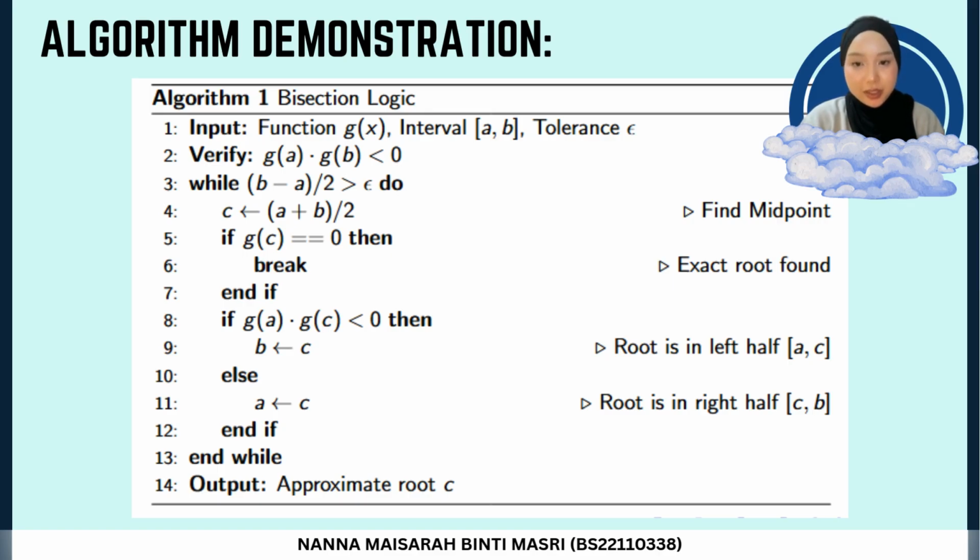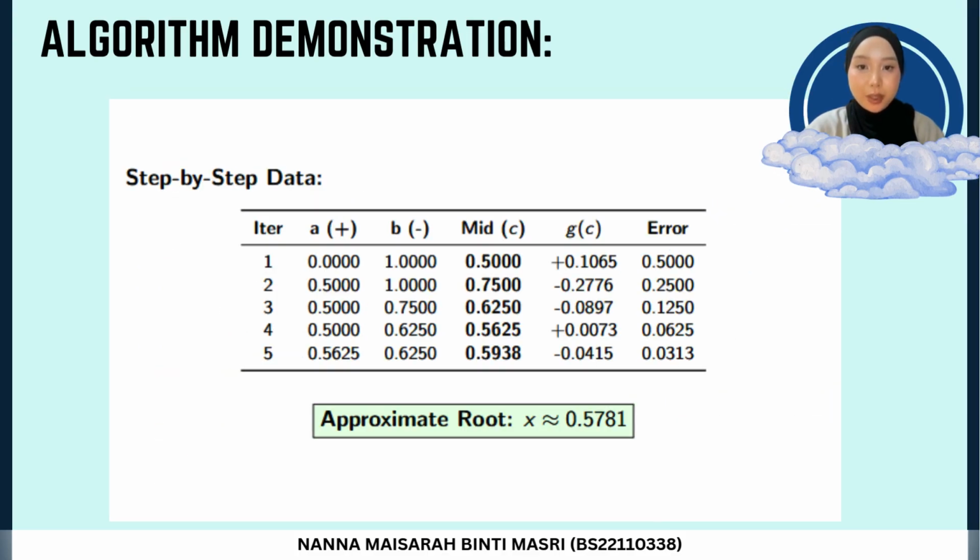And for the decision step, if g(a) and g(c) have opposite signs, we know the root lies in the left half, so we discard the right side by moving B to C. Otherwise, the root lies in the right half, and we move A to C. We repeat this process until the interval size is smaller than our error tolerance, giving us a precise approximation. This is the step-by-step data of calculation to find the approximate root.